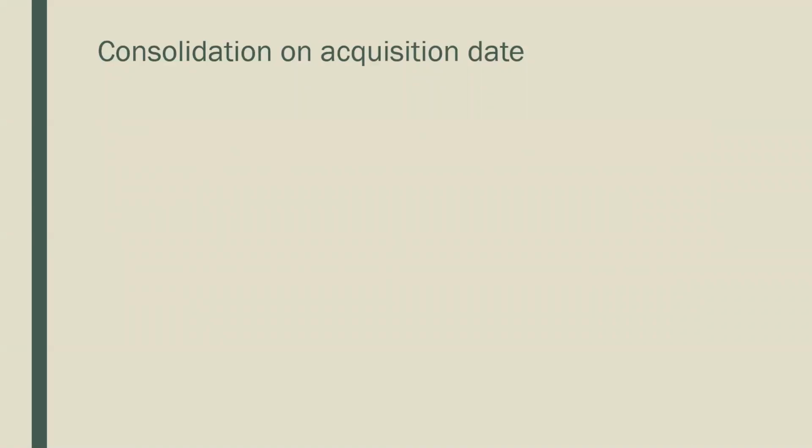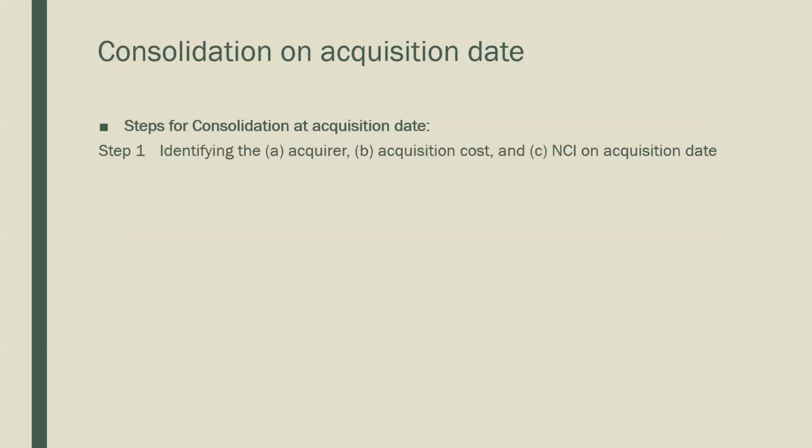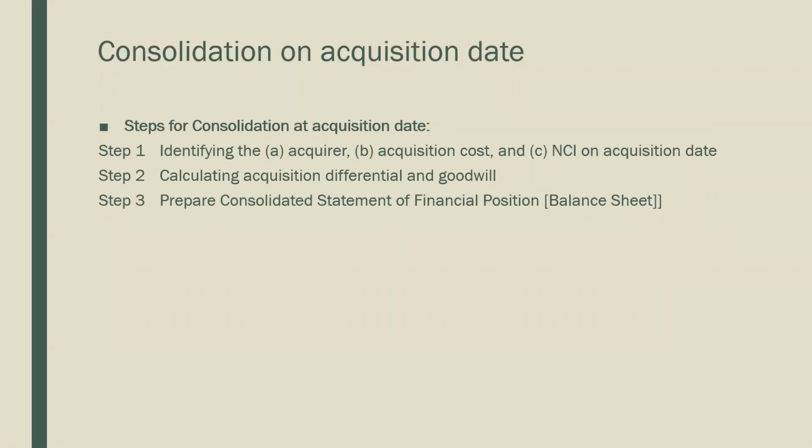Consolidation on the date of acquisition will call for 3 steps. Step 1 involves identifying the acquirer, the acquisition cost, as well as the value of non-controlling interest on the date of acquisition. Step 2 calls for calculating acquisition differential and goodwill, if any. And then once you've done these calculations, you can go ahead and prepare a consolidated statement of financial position or a consolidated balance sheet.